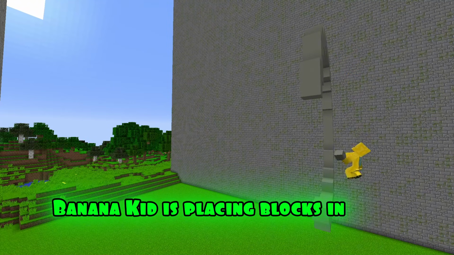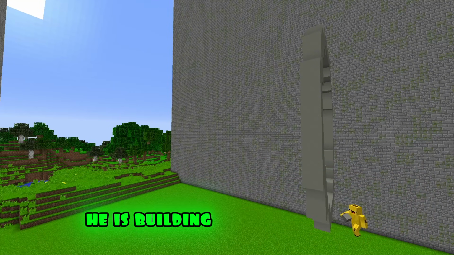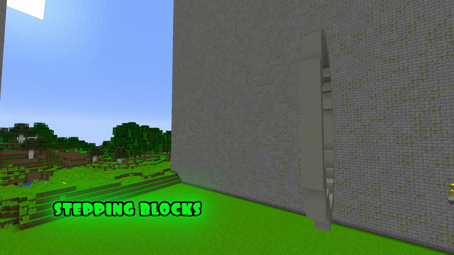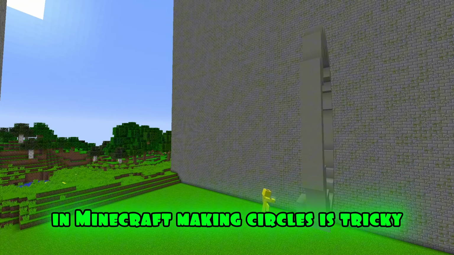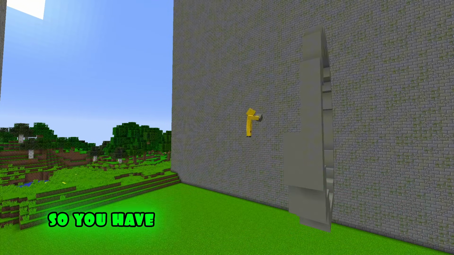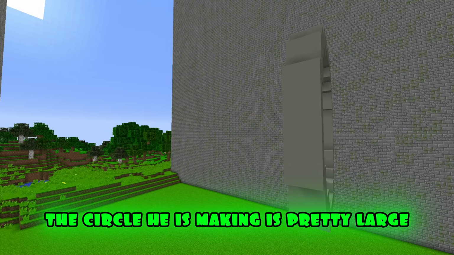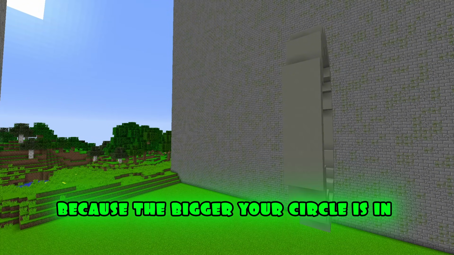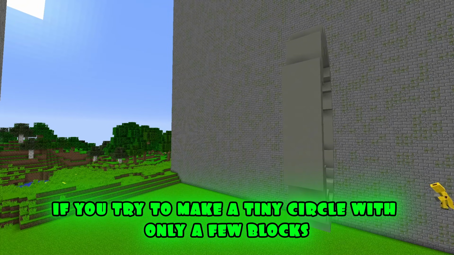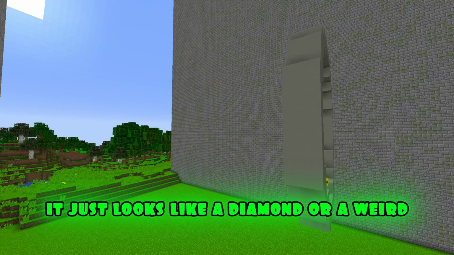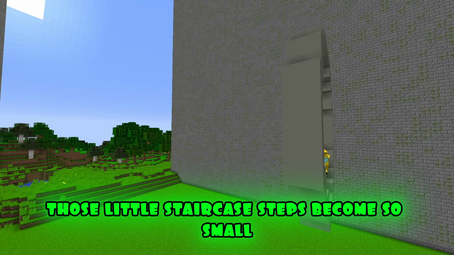Banana Kid is placing blocks in a big circular shape now, forming the round front face of the can. He is building it piece by piece, stepping blocks in and out to create that curved edge. In Minecraft, making circles is tricky because everything is made of cubes, so you have to use a staircase pattern to fake the roundness. The circle he is making is pretty large, which is good because the bigger your circle is in Minecraft, the smoother it looks.